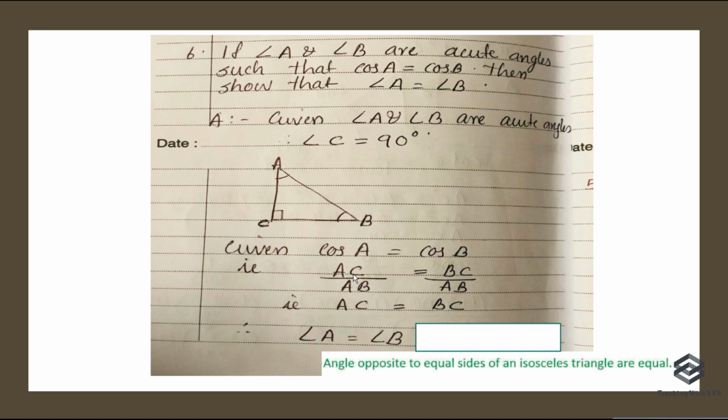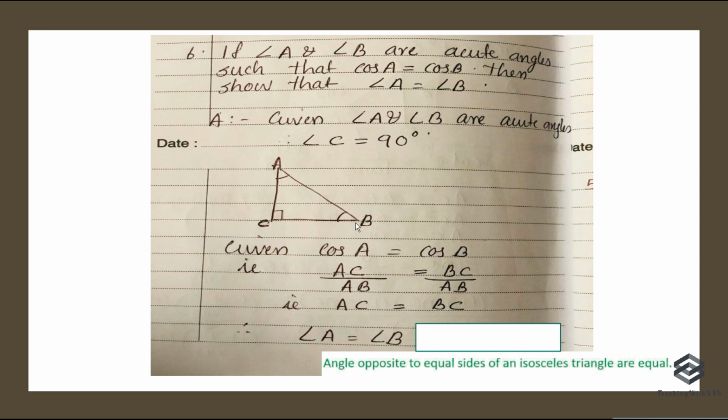That means the denominator is the same on both sides. Therefore, AC equal to BC. That means angle A equal to angle B. Why? Because this becomes an isosceles triangle. Why? Here you got AC equal to BC. Two sides are equal. For an isosceles triangle, angles opposite to equal sides are equal. These two sides are equal.